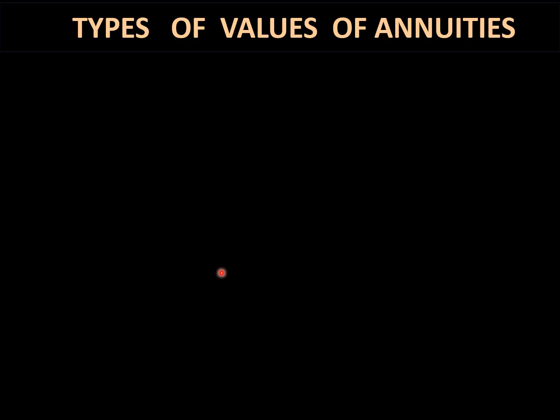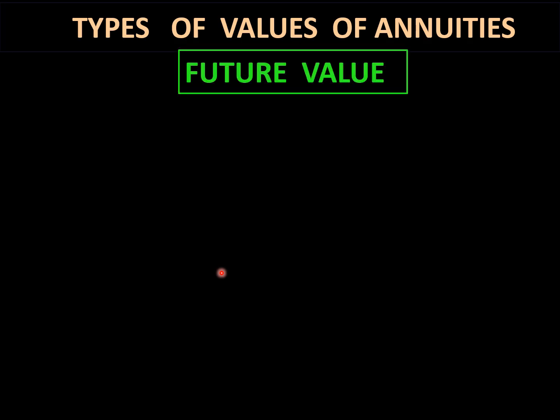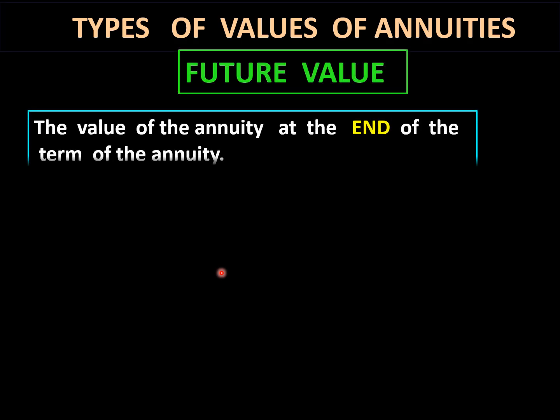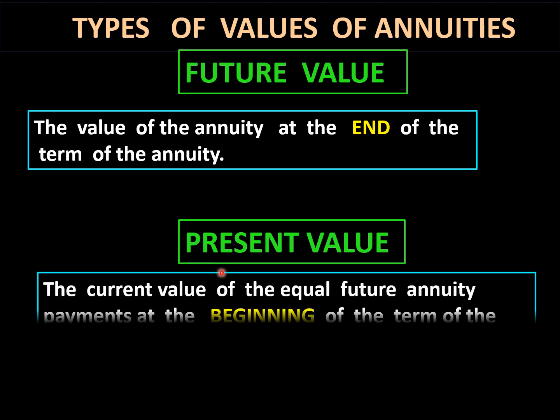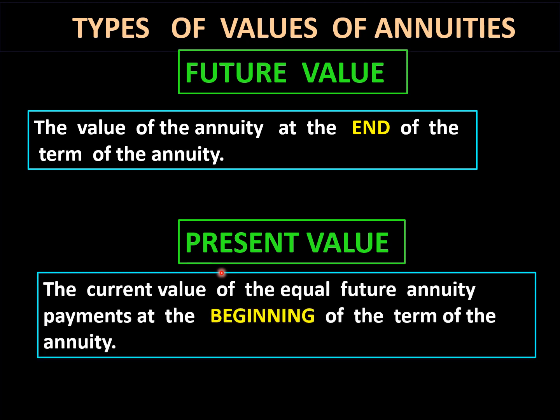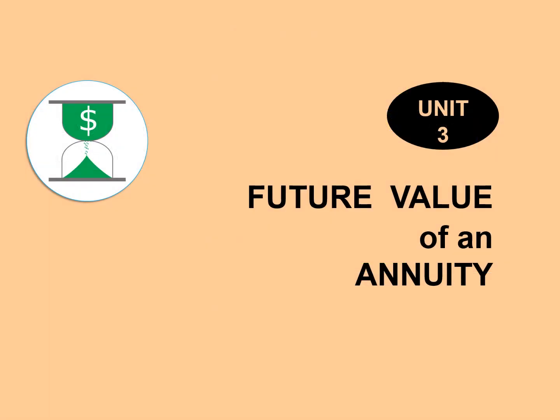Let's summarize the two values that we just discussed, future and present. Future value is the value of the annuity at the end of the term of the annuity, whereas present value is the value of the annuity at the beginning of the term of the annuity. So there we have end and there we have beginning. You have to know the difference between the two of them. Let's first start with the future value of an annuity.